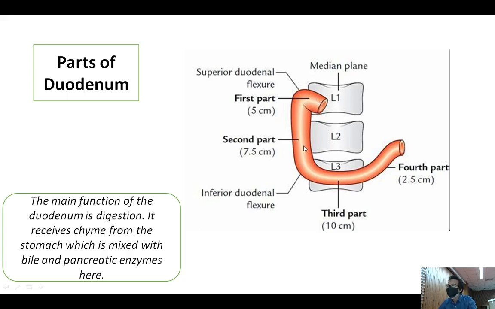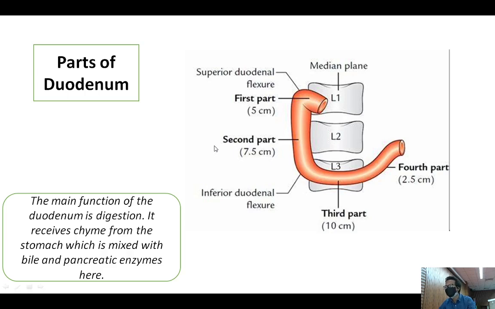Second part 7.5 centimeter. Third part is the longest, which is 10 centimeter, and which is in front of the L3 vertebra. Okay, and the fourth part is a slightly going up part. This part is the fourth part. After this fourth part, you'll have the jejunum. So the duodenojejunal junction is around this area. So at the beginning we said the duodenum begins at the pylorus, which is around this area, and ends at the duodenojejunal junction, which is at this area.